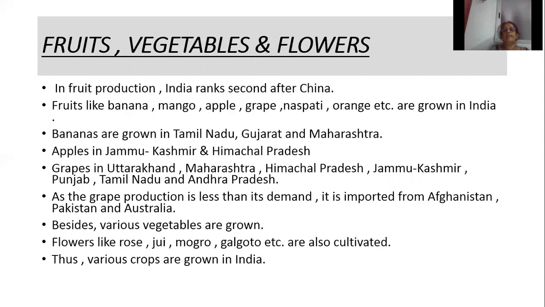Which country ranks first and which country ranks second in the production of fruit? China ranks first and India ranks second. Which are the fruits cultivated in India? Banana, mango, apple, grape, naspati, orange, etc. Where are the bananas grown? Tamil Nadu, Gujarat and Maharashtra. Where are the apples grown? Jammu, Kashmir and Himachal Pradesh. Where are the grapes grown? Uttarakhand, Maharashtra, Himachal Pradesh, Jammu, Kashmir, Punjab, Tamil Nadu and Andhra Pradesh.